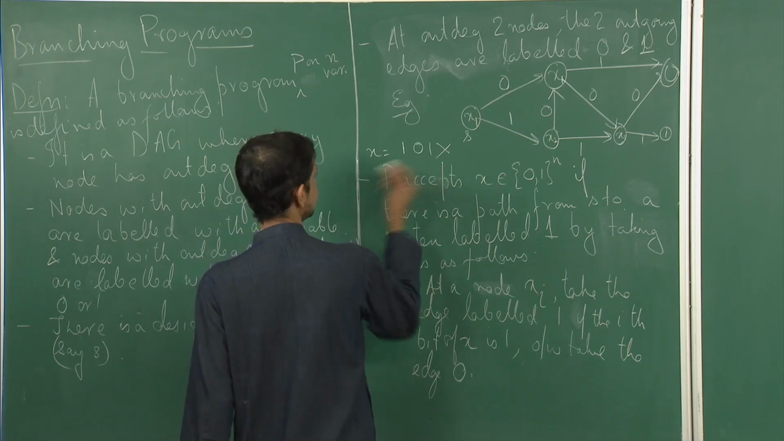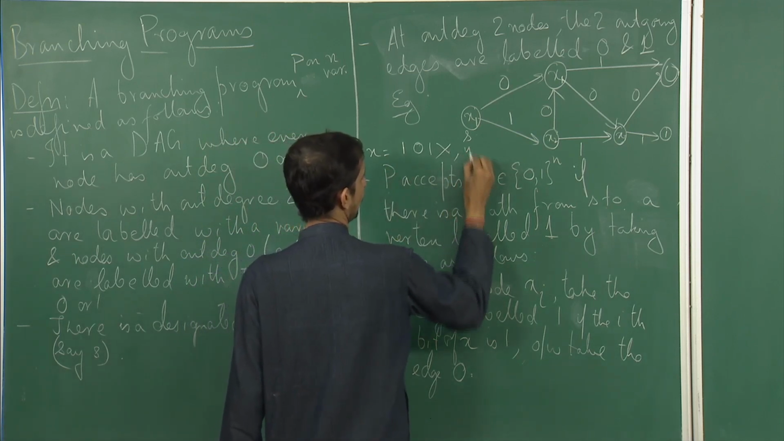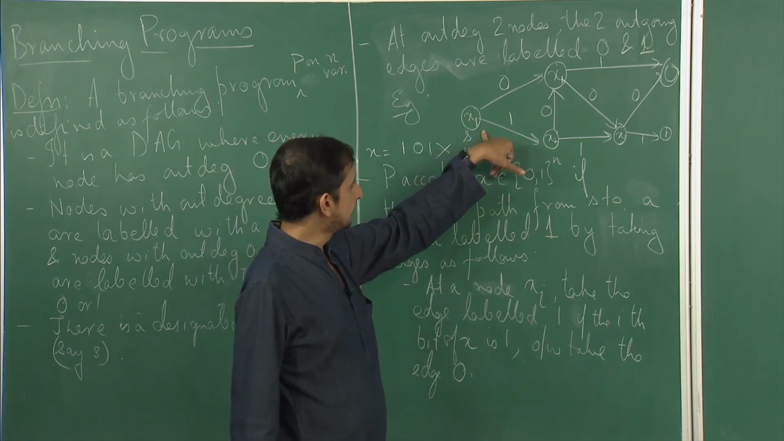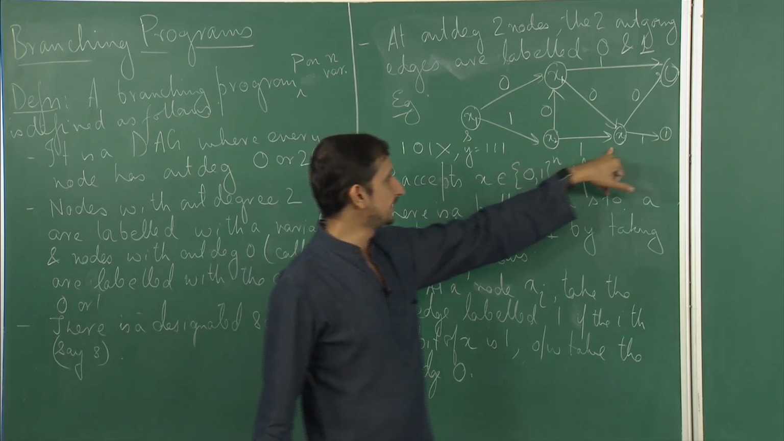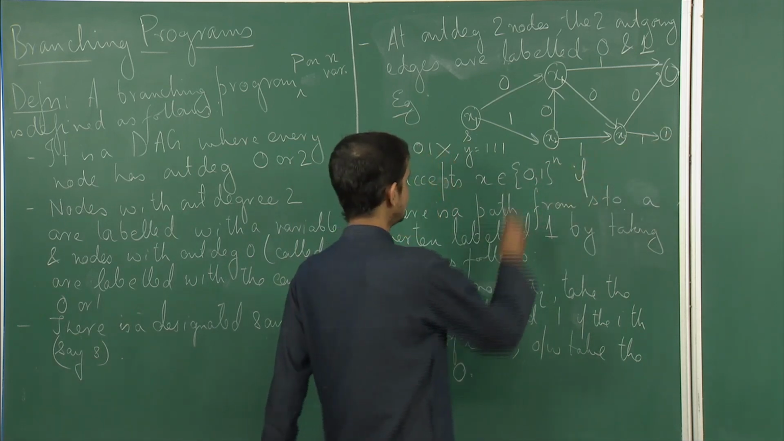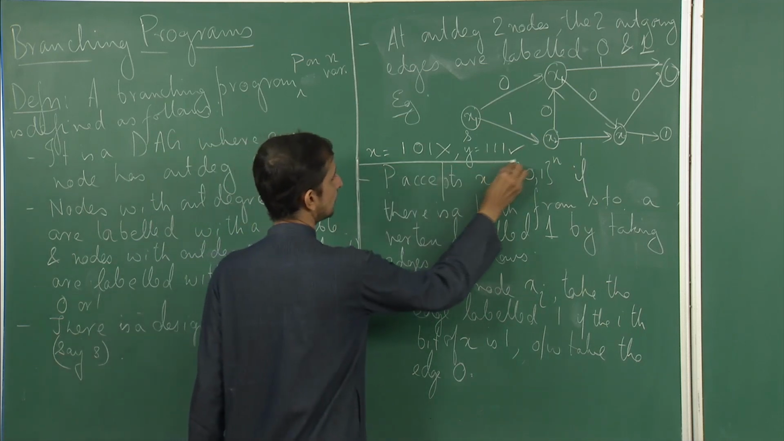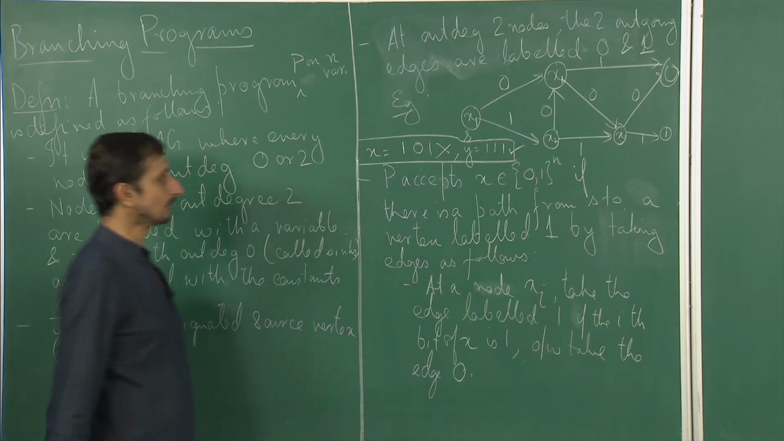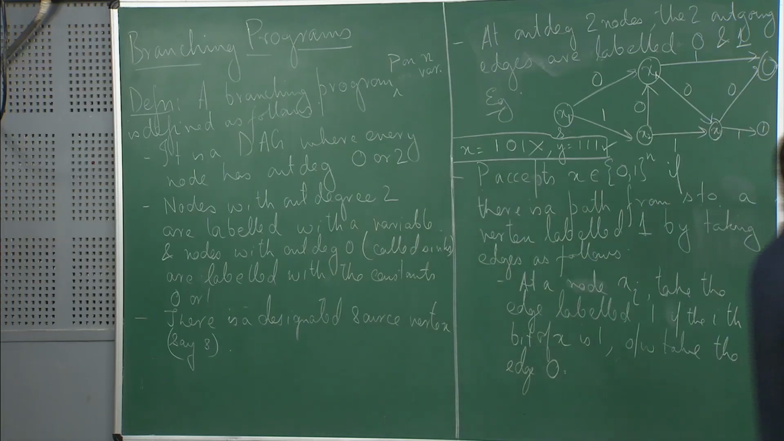On the other hand, if I consider another input, maybe y, which is equal to 1 1 1: at x1 I take 1, then I reach x2, the second bit is 1, so I take a 1, and here also the third bit is 1, I take a 1, I land at 1, so this is accepted. So this is how a branching program accepts or rejects an input.